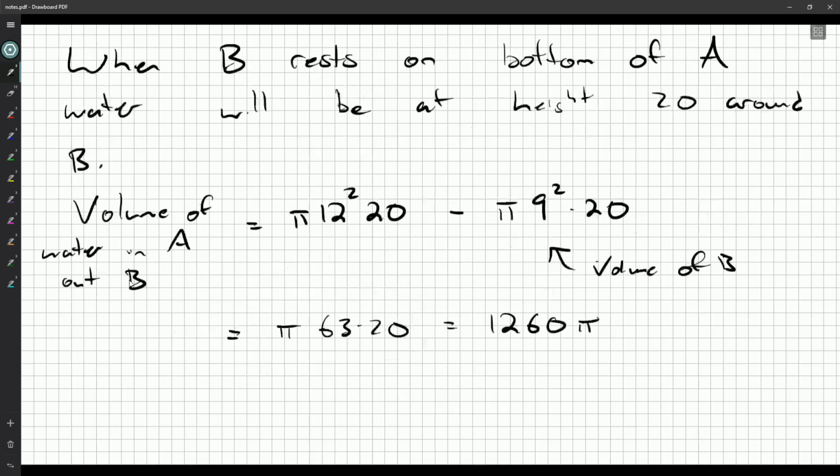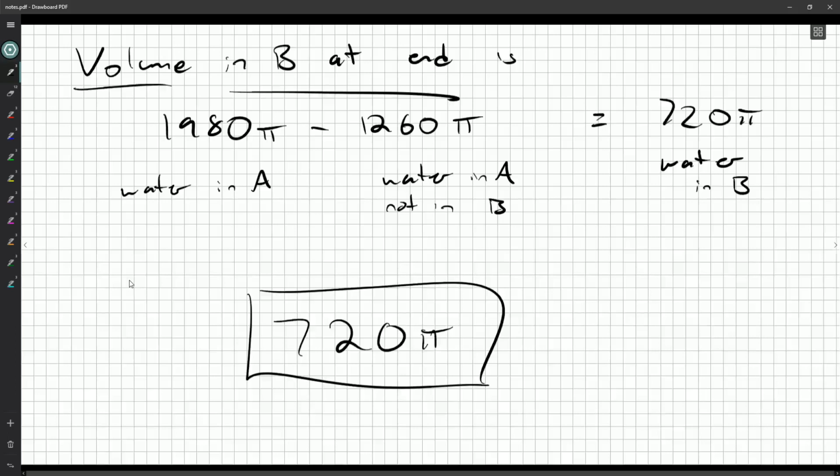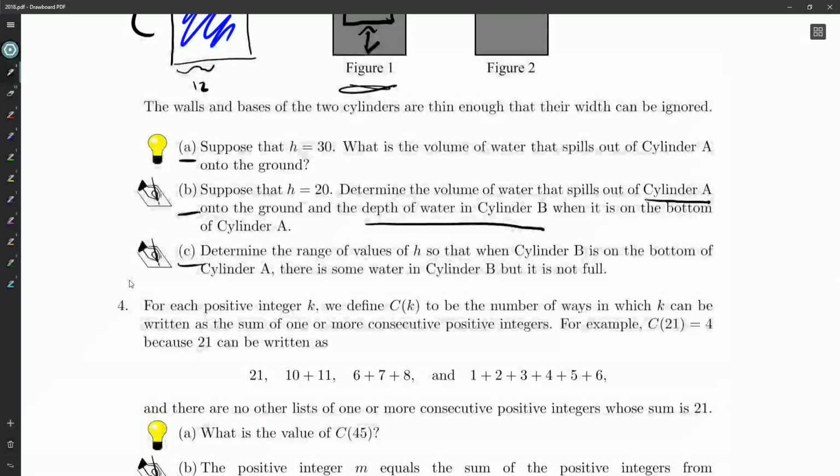So we know how much water is left, then we figure out how much water isn't in B, but is still in A, difference of the two, and there we go. And we've explained, we've used words, we've denoted which volumes we're talking about, we've described each volume, so it should be easy to follow. Okay? And that's an important thing to keep in mind. You want what you're doing to be easy to follow by the markers.